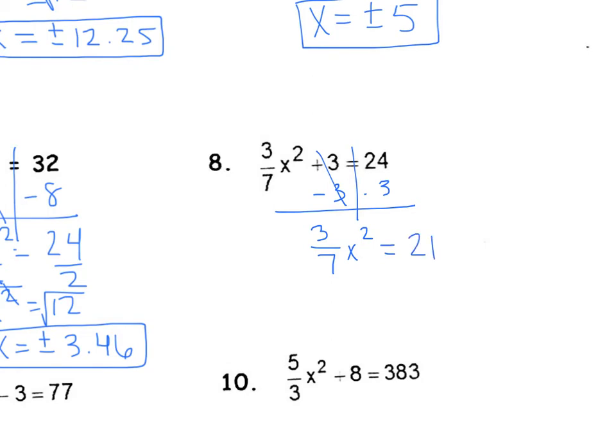Now there's a couple ways you can do this. You could divide both sides by 3/7, or if you're not good with fractions, you can do what I would do and just get rid of the fraction. We can get rid of any fraction by simply multiplying everything by the denominator. By multiplying by the denominator, it will get rid of that denominator, leaving you just 3x squared equaling 21 times 7, which is, let's see, 147.